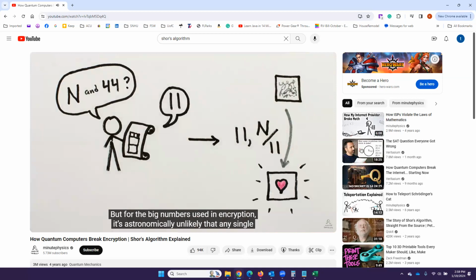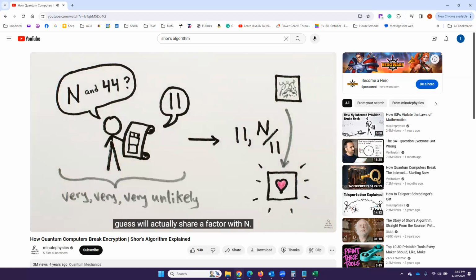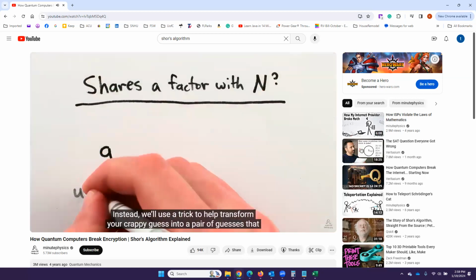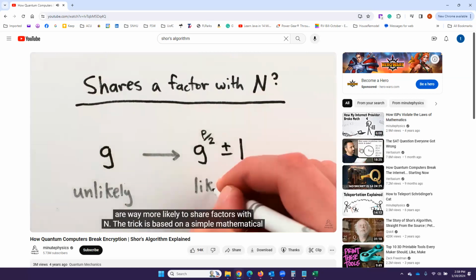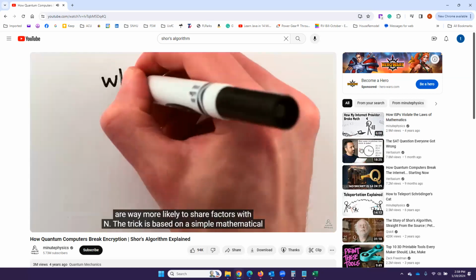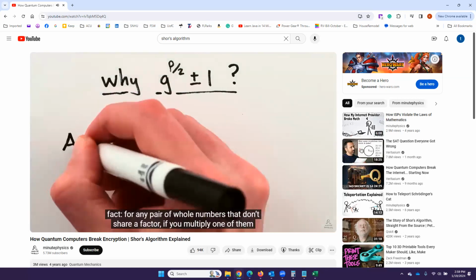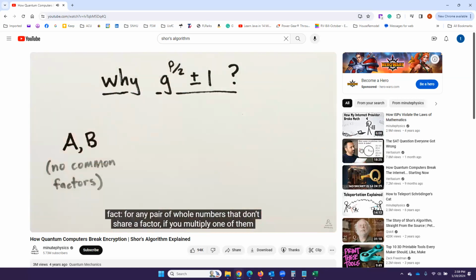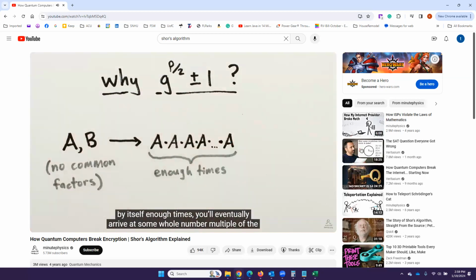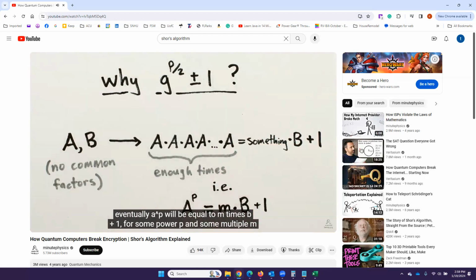But for the big numbers used in encryption, it's astronomically unlikely that any single guess will actually share a factor with n. Instead, we'll use a trick to help transform your crappy guess into a pair of guesses that are way more likely to share factors with n. The trick is based on a simple mathematical fact. For any pair of whole numbers that don't share a factor, if you multiply one of them by itself enough times, you'll eventually arrive at some whole number multiple of the other number, plus 1. That is, if a and b are integers that don't share factors, then eventually a to the p will be equal to m times b plus 1, for some power p and some multiple m.